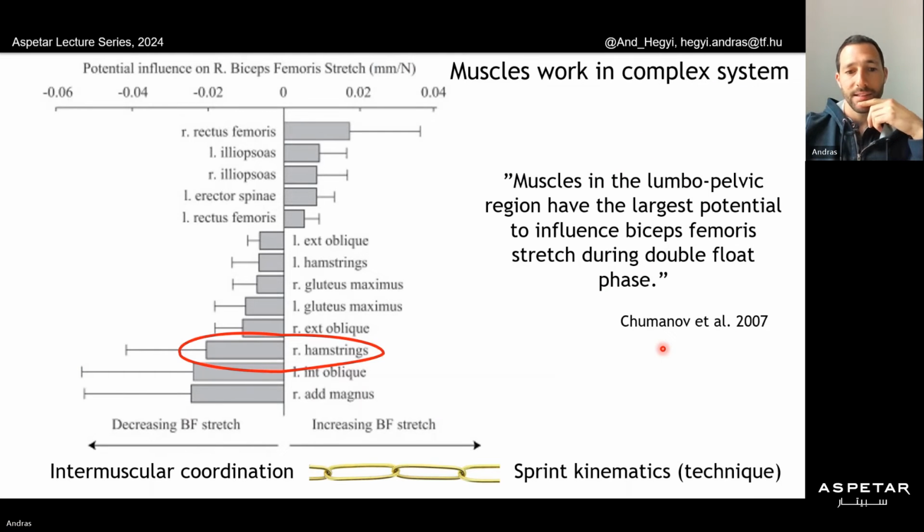And this might be important because the synergistic hamstring muscles can also reduce the stretch in the biceps femoris. So maybe if you have higher semitendinosus activation, it helps to reduce the strain in the biceps femoris.